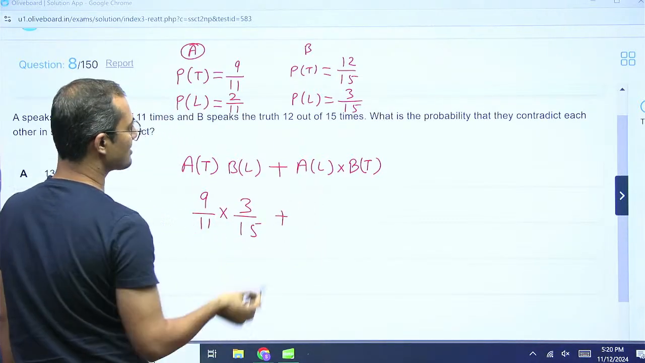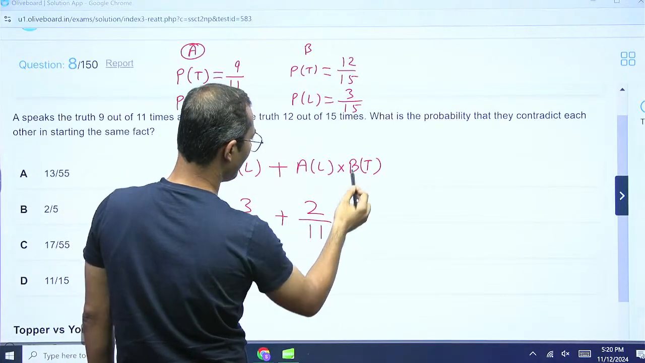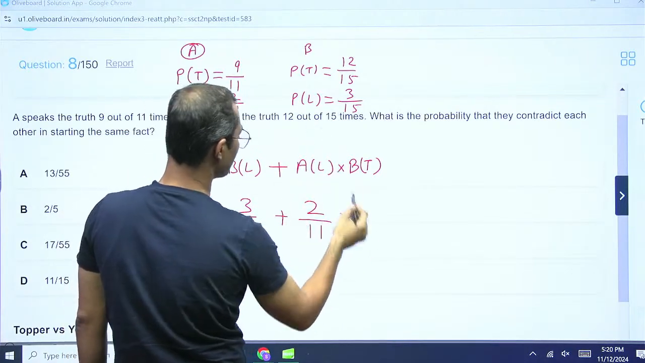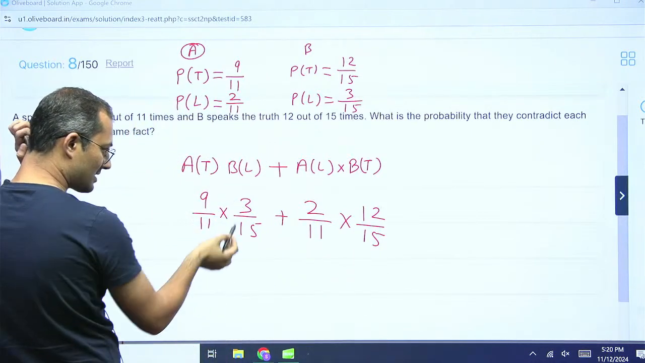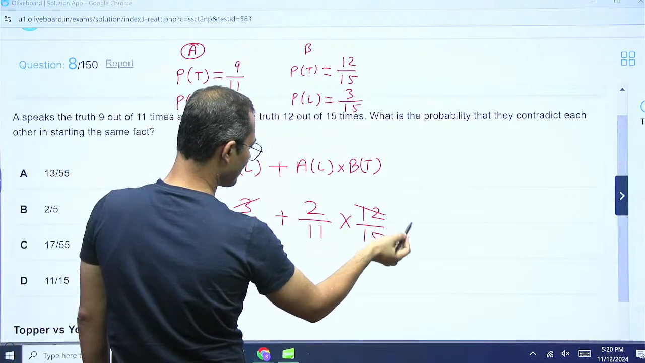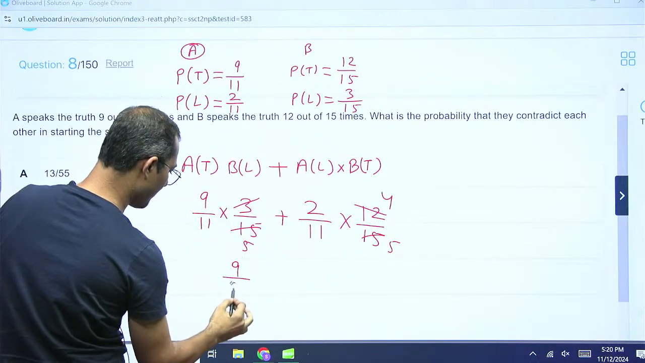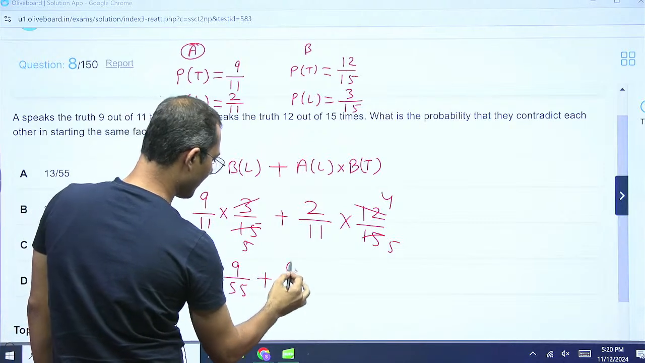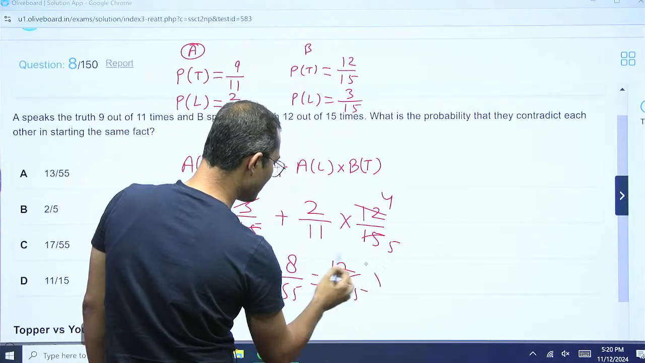So when A is lying, the probability of A lie is 2 by 11 into B truth. B truth is 12 by 15. Just solve this, right? So after solving this, we will get 5 cancelled, 5 times 3 by 4, 5 times. So we can say that 9 by 55 plus here we will get 8 by 55, right? So 17 by 55 is the right answer.